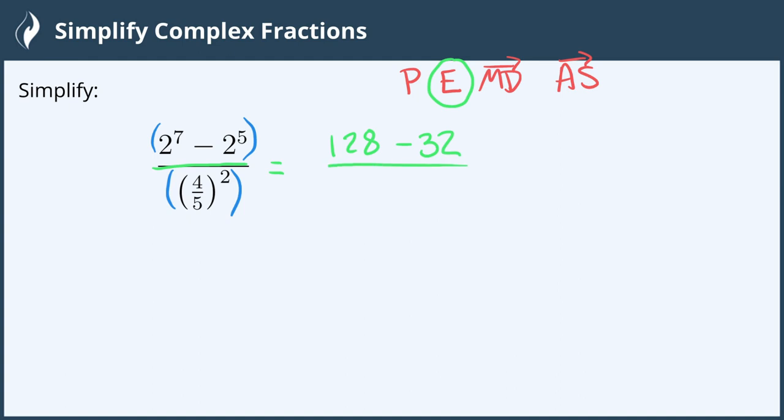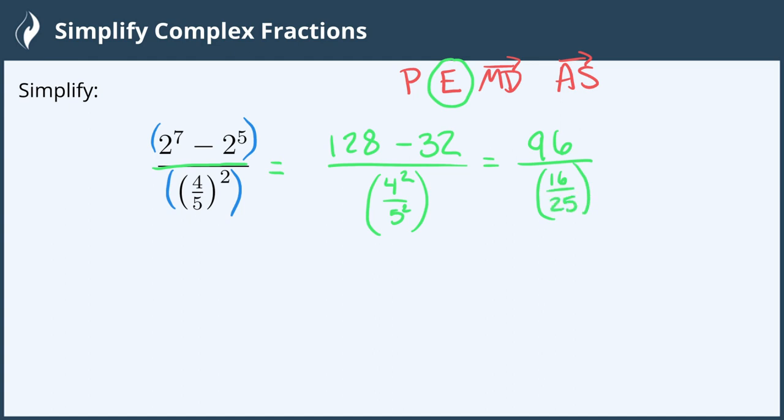In the denominator, we have a fraction being squared, which means both the numerator and the denominator are going to be raised to that exponent. So we end up with 4 squared and 5 being squared. And I'm going to go ahead and keep that in parentheses so that we remember that it's on the big denominator. Now we can go ahead and subtract. 128 minus 32 is 96, and 4 squared is 16 in the denominator, and 5 squared is 25.